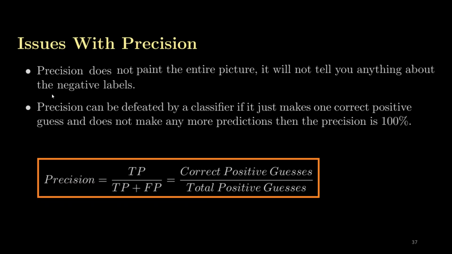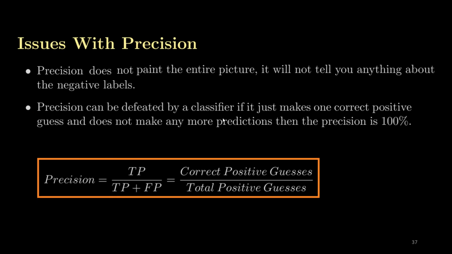It will not tell you anything about the negative labels. So if we see in the precision equation, all the information is about the positive guesses. So there is nothing about the negative labels. So what will happen in that case?